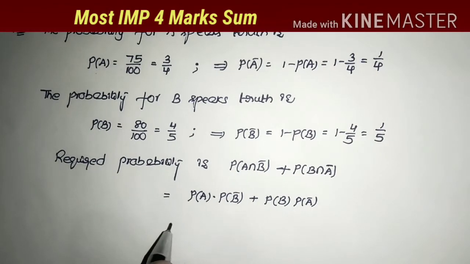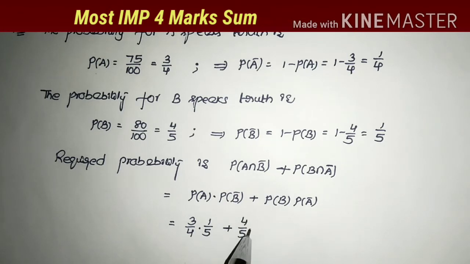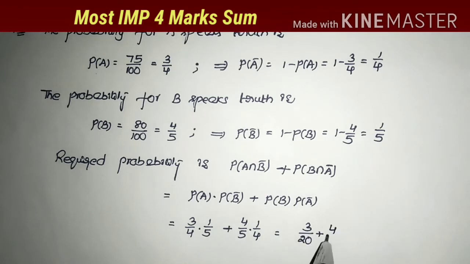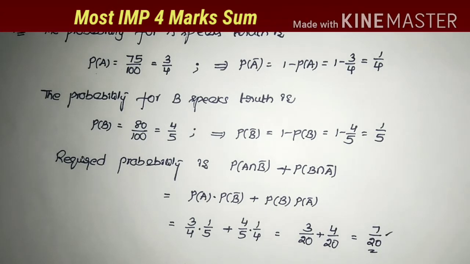Now substituting the values: P of A is 3 by 4, P of B bar is 1 by 5, plus P of B is 4 by 5, P of A bar is 1 by 4. So this is equal to 3 by 20 plus 4 by 20. So the answer is 7 by 20. 3 plus 4 is 7 by 20. That's all. This is the answer.